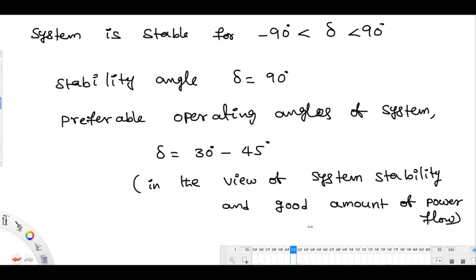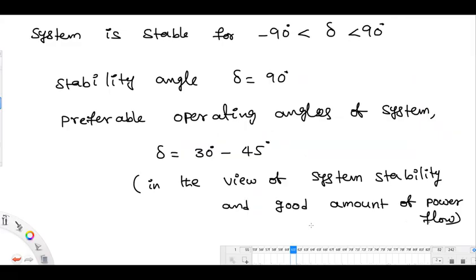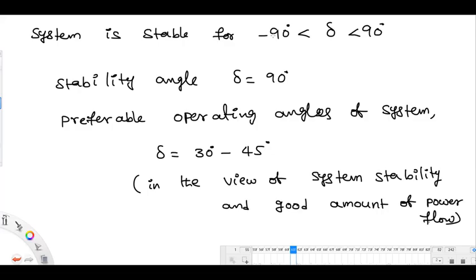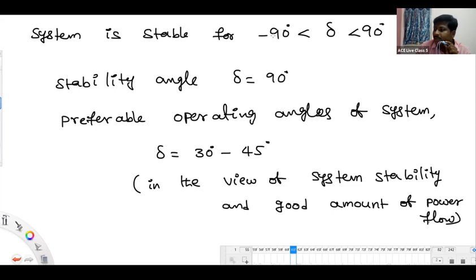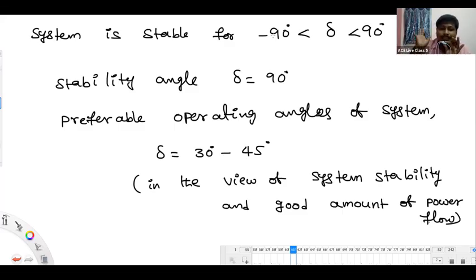Steady state stability limit and synchronizing power, these are there, sir. Normally in steady state we take the maximum power. How do you say the system is stable or unstable, based on what? Just based on P maximum, can you say the system is stable or unstable? No sir. Based on what else do you tell whether the system is stable or unstable?